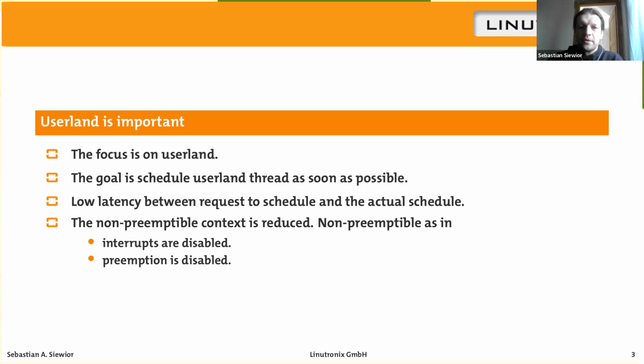The goal here is to have a low latency between the interrupt, the request, the scheduling, and the amount of time that is spent until the user task is active. In general, it's easy. The things that forbid us from doing so are non-preemptible contexts, like where preemption itself is disabled or where interrupts are disabled. In all these contexts, we don't see the request to schedule, and we can't schedule in this time frame.